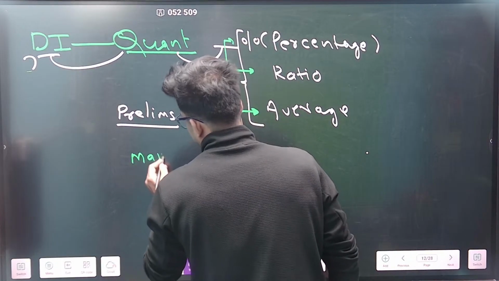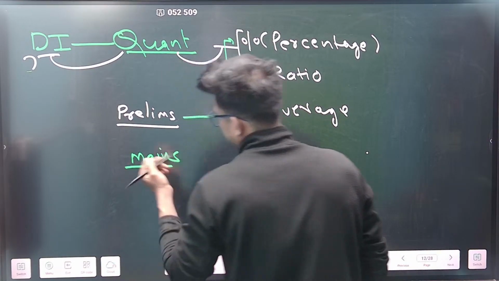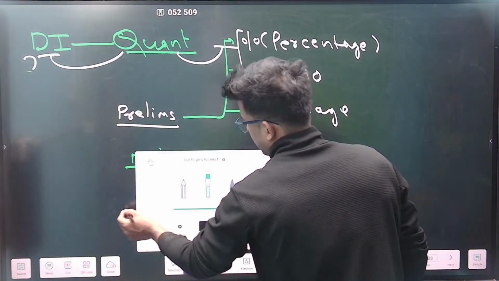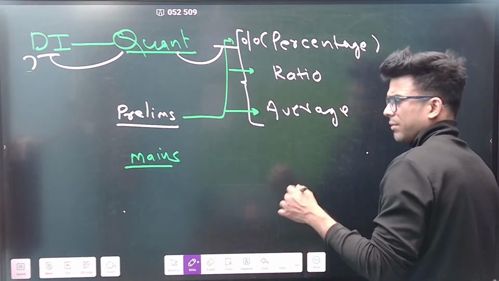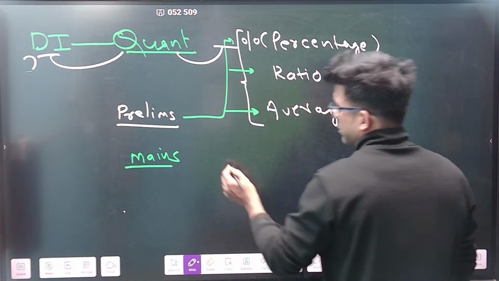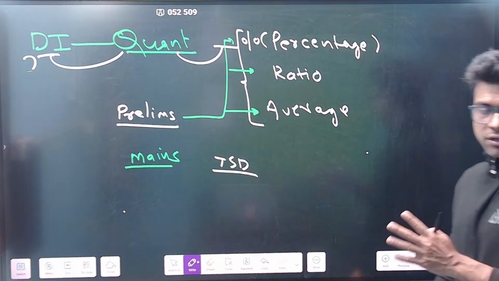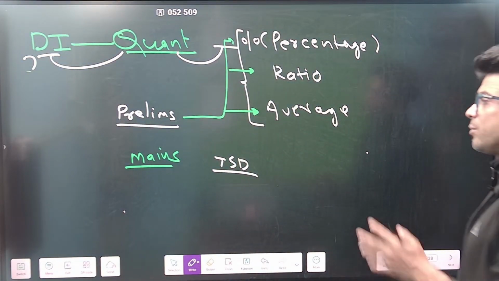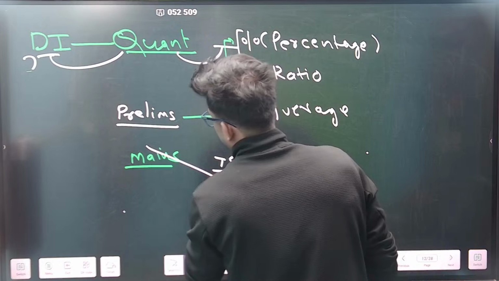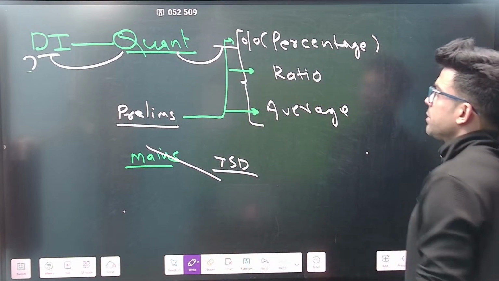For the mains, I would not say that you only get these chapters. I have seen questions from time, speed, distance as well. But right now we are focusing on the foundation level, so I'm not going to discuss the mains. We are only going to discuss percentage, ratio, and average.